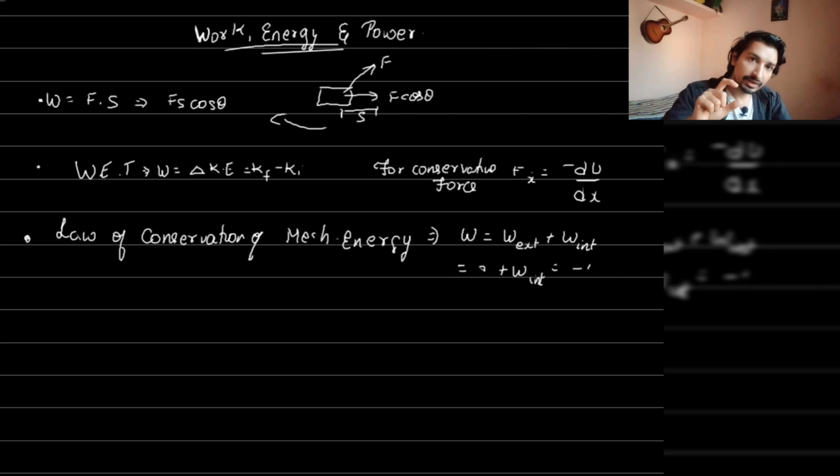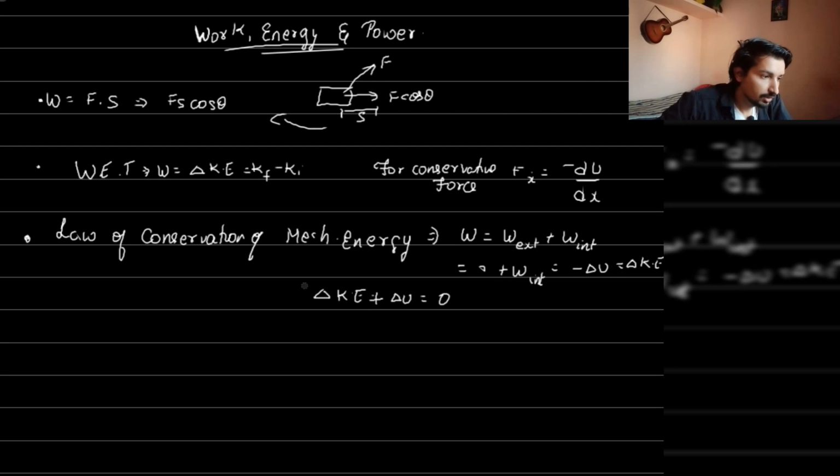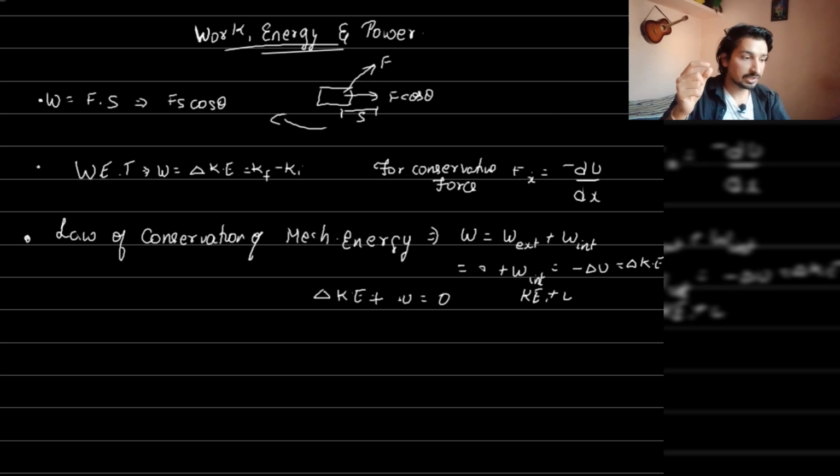Total work done will be equal to work done external plus work done internal, and if that work done external is 0, then work done internal, or you can write minus delta U, change in potential energy, is equal to change in kinetic energy, just like how you saw now. So change in potential energy will be equal to change in kinetic energy, because that potential energy only becomes the kinetic energy. So you can see change in kinetic energy plus delta U is equal to 0, or kinetic energy plus potential energy is constant. Okay.